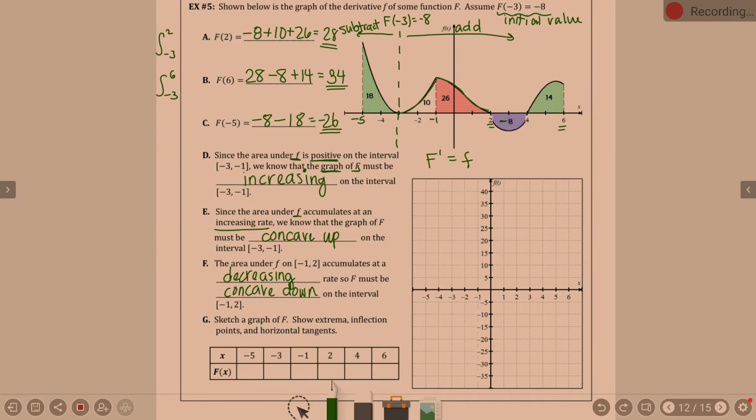Now, G asks us to sketch a graph. We just have one graph here, so it doesn't specify color. Show the extrema, inflection points, and horizontal tangents. I don't think I showed quite all of that on my graph now that I think about it. There's some stuff we can talk about, but I didn't show all of that.